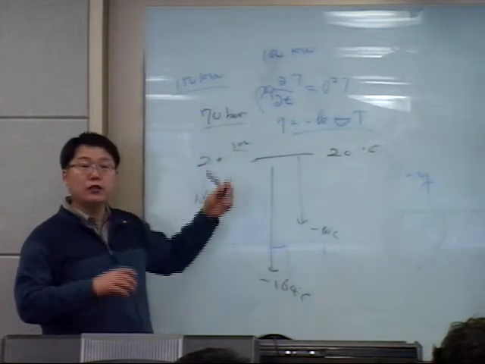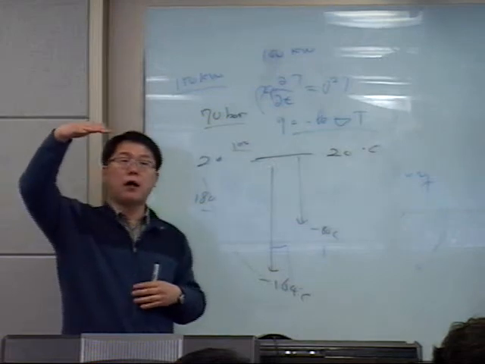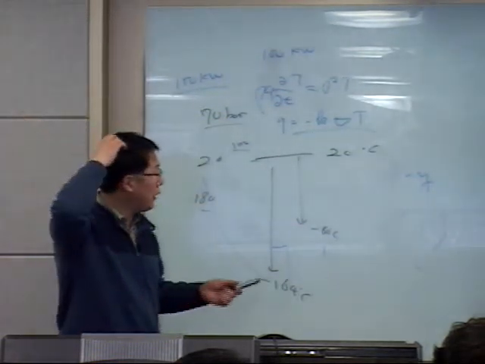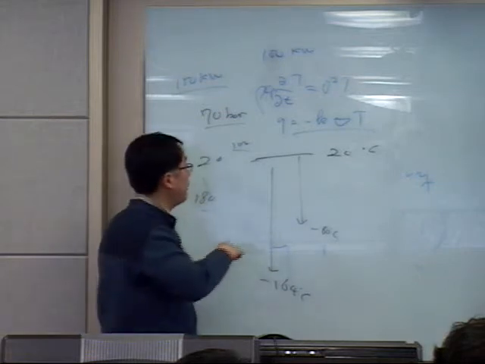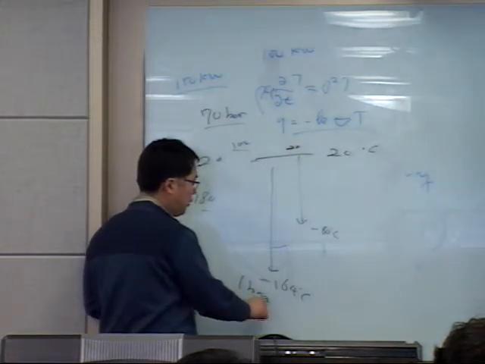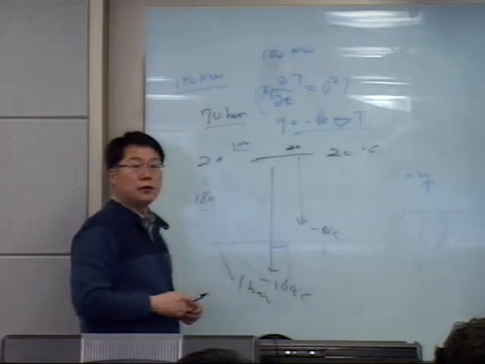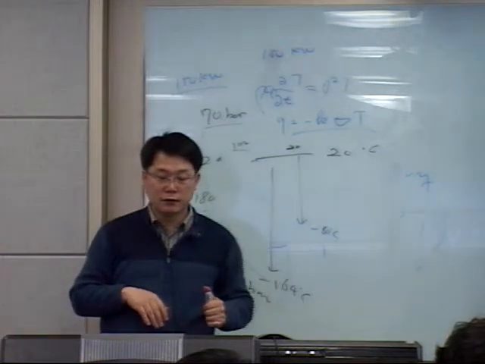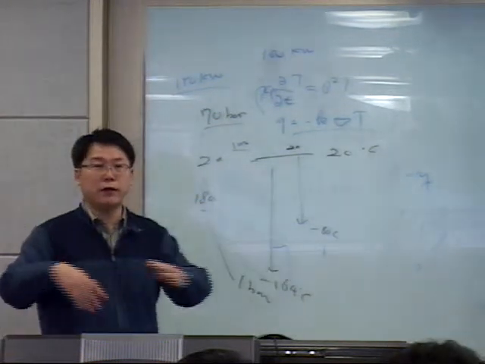In the terminal, LNG is pumped up, increased in pressure, and then vaporized. So in this case, we have 20 bar. In this case, it is 1 bar. So we can save the pumping energy. So there are a lot of advantages.